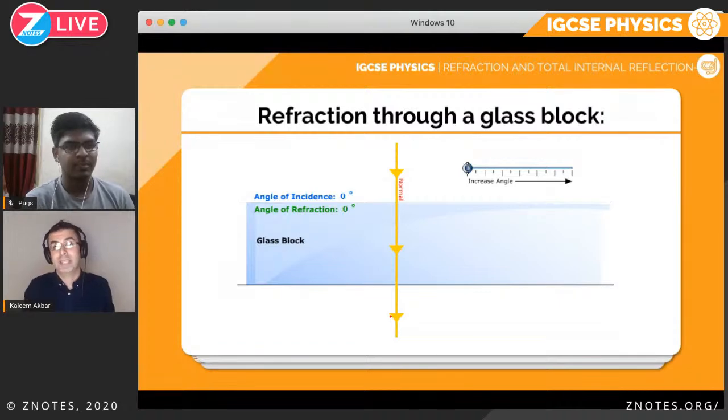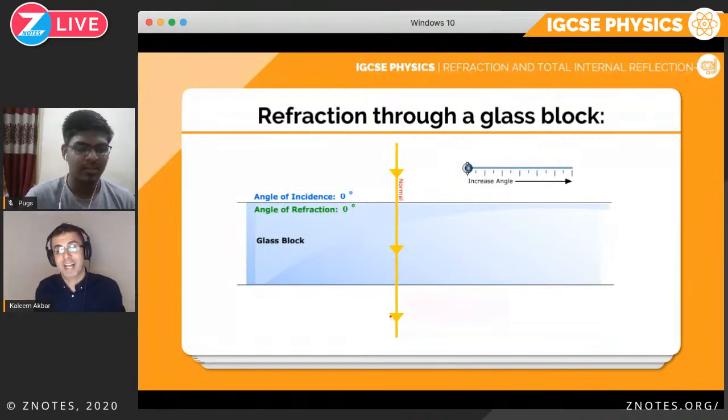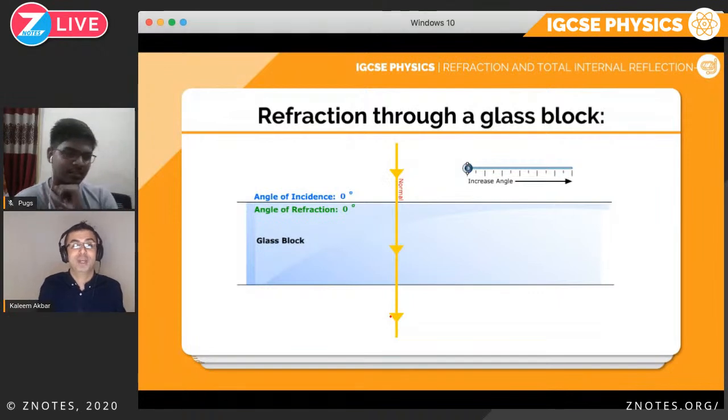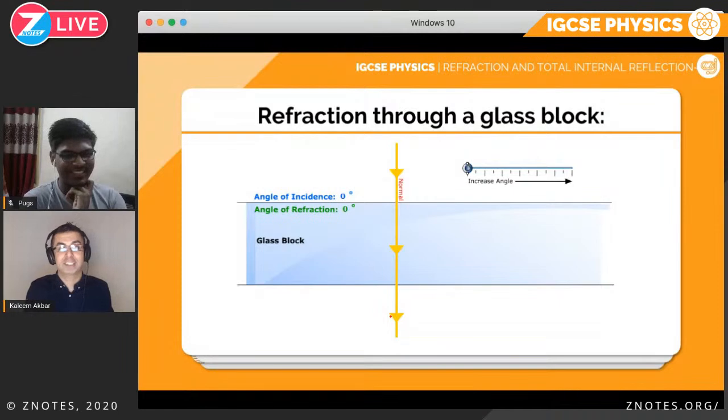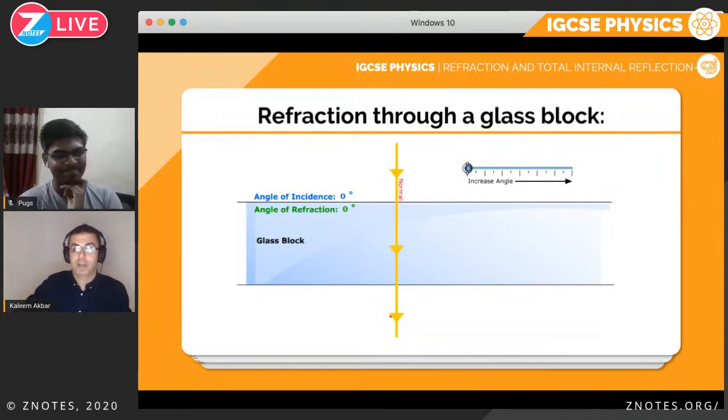Now, we don't notice that with light. Why not? Because the speed of light in air is 3 times 10 to the power of 8, and the speed of light in glass is roughly 2 times 10 to the power of 8. So it's still 200 million meters per second. Not too shabby at all. It'll go straight through the glass and you wouldn't even notice that it's slowed down.